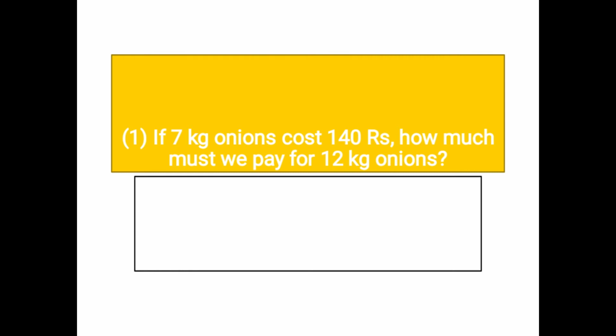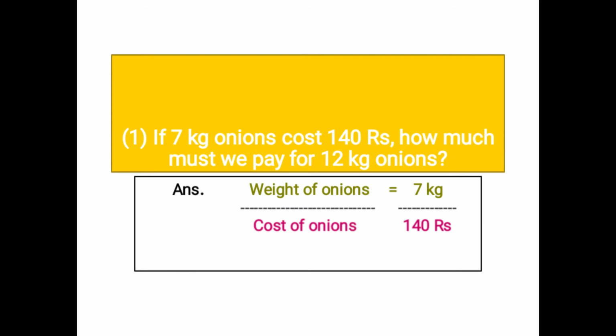Let us begin the sum. Weight of onions is 7 kg upon cost of onions is 140 rupees. If you want to find the cost of 12 kg of onions, take it as x. Let x be the cost of 12 kg of onions. You have to write this in a statement. Weight of onions upon cost of onions is 7 kg upon 140 rupees, and that will be your first ratio.